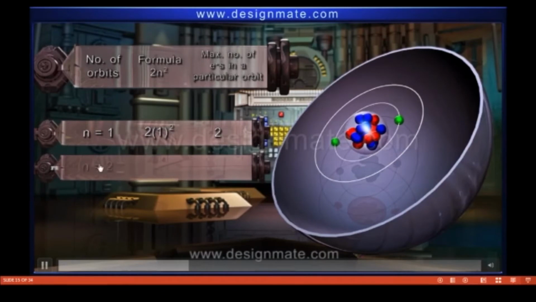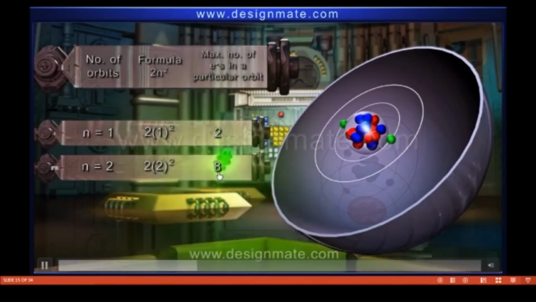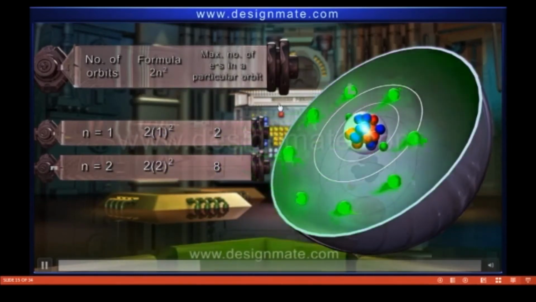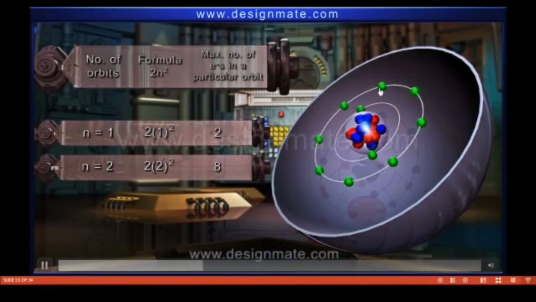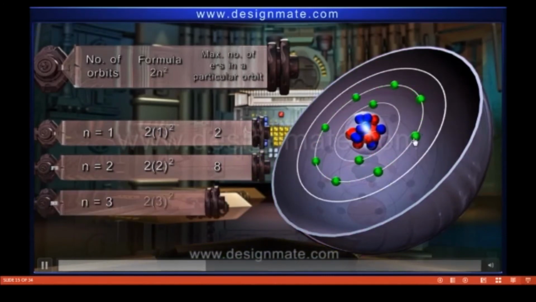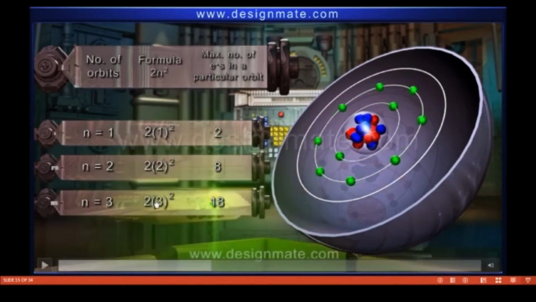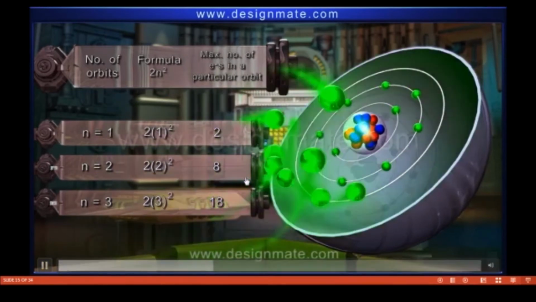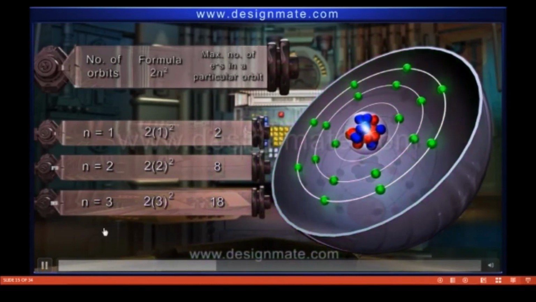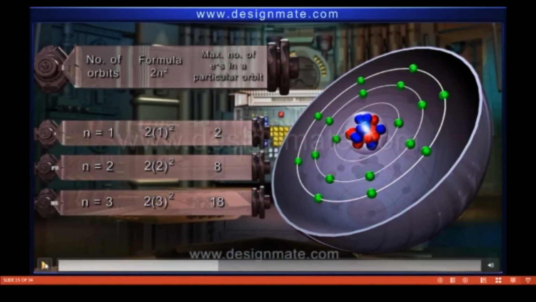If n is equal to 2, the second shell: 2 into 2 squared, 2 fours are 8. So the maximum is 8, and only 8 electrons are filled in the L shell. If n is equal to 3, 2 into 3 squared: 3 threes are 9, 9 twos are 18. But the outermost shell is filled with only 8 electrons, not 18, and I will tell the reason.